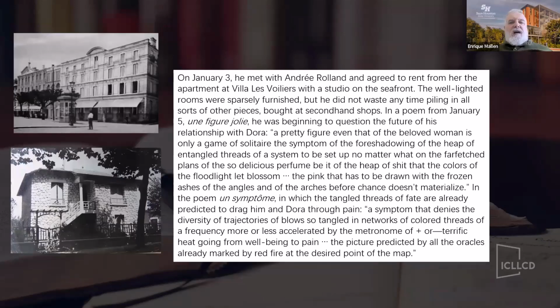On January 3rd, he met with André and agreed to rent from her the apartment at Le Voilier with a studio on the seafront. The well-lit rooms were sparsely furnished, but he did not waste any time piling in all sorts of other pieces bought at second-hand shops. In a poem from January 5th, he was beginning to question the future of his relationship with Dora, due to the stress that they were going through.